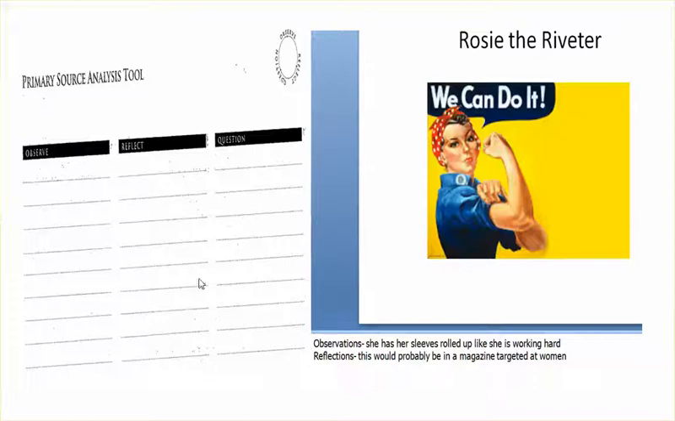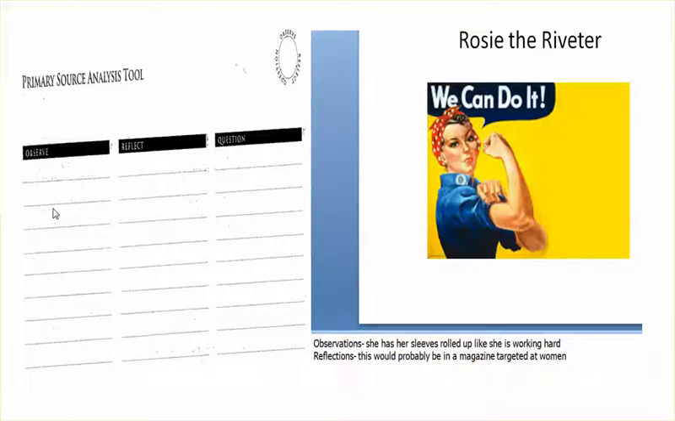The tool is very valuable because it's really going to just make it easier for them to break this down. The first part is the observation, the first column where it simply says observe. We will, as a class, look at Rosie the Riveter that you see over here on the right on the PowerPoint and just say what we see.